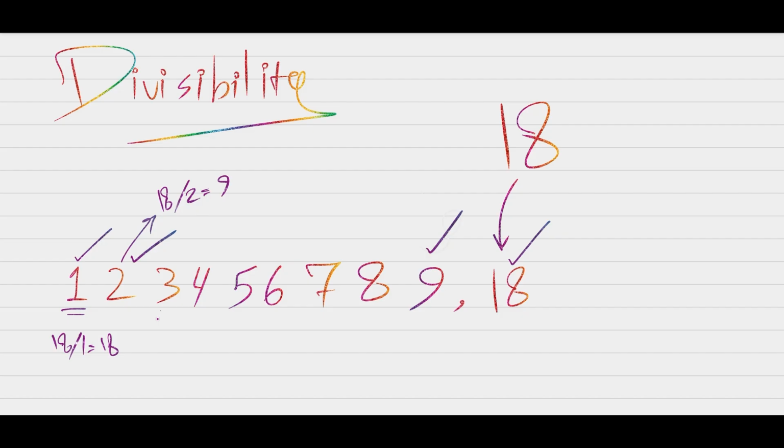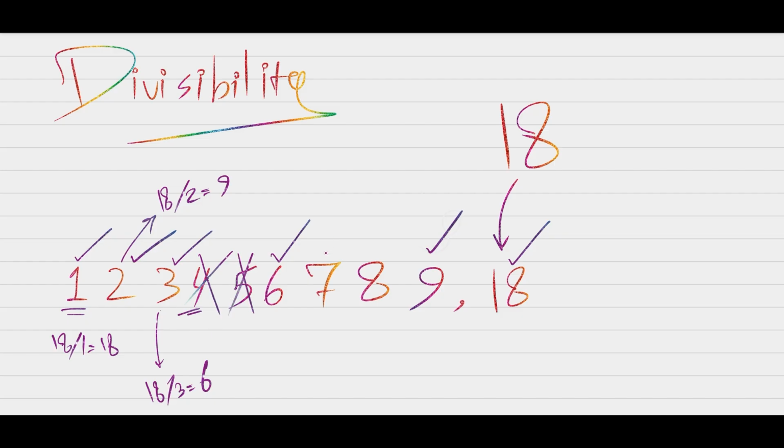Next up, we have 3. Can 18 be divided by 3? Yep, 18 divided by 3 will be equal to 6. So again, 18 is divisible by 3 and 6. Next up, we have a 4. Can 18 be divided by 4? Nope. So, see ya. How about 5? Can 18 be divided by 5? No as well. So, that's not a factor either.